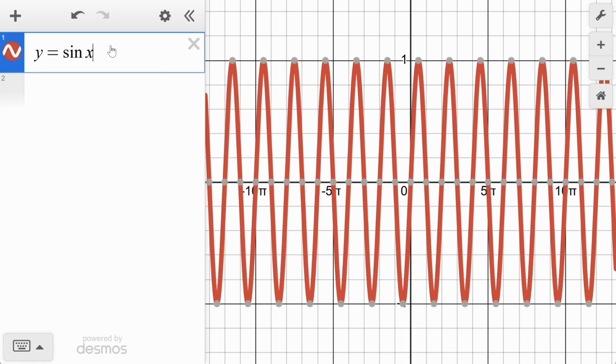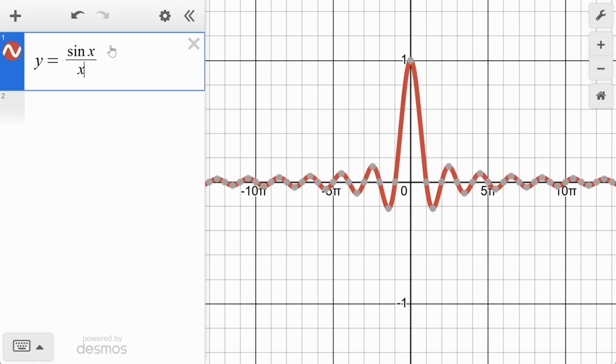Now, I'm going to put in our sine x over x, and you're going to see here that it looks quite different. It has a maximum of 1, just like sine x does, but it doesn't have a minimum of -1. In fact, as you go to the right or the left, these waves look like they're getting less and less and less. And there's a reason for that.